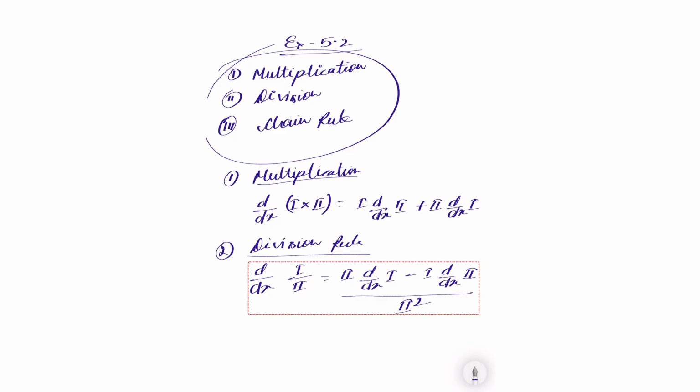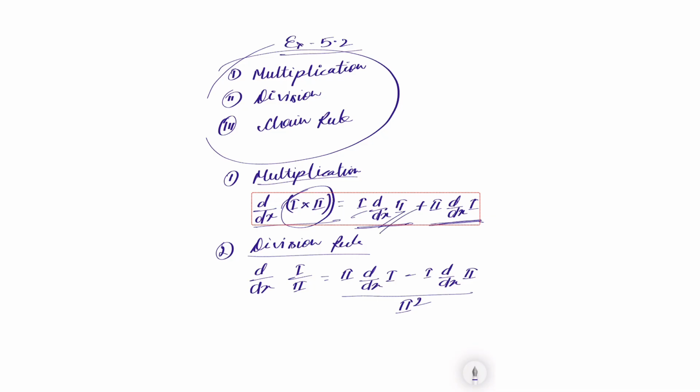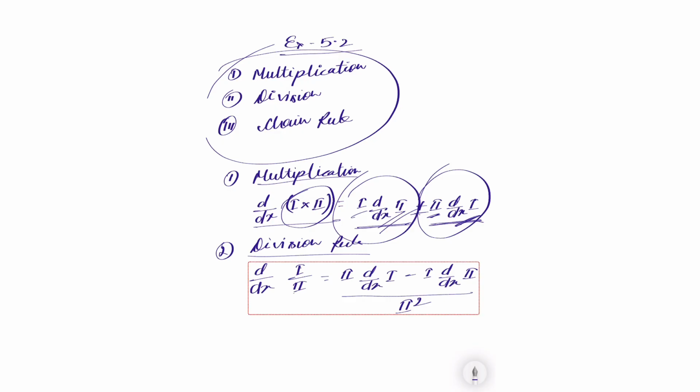Look at this. Multiplication rule, 1 into 2: 1 d/dx of 2 plus 2 d/dx of 1. First and second is there. First d/dx of second, second d/dx of first will be added with plus symbol. In division rule, d/dx of 1 by 2 will be second into d/dx of 1 minus, look at this, minus.